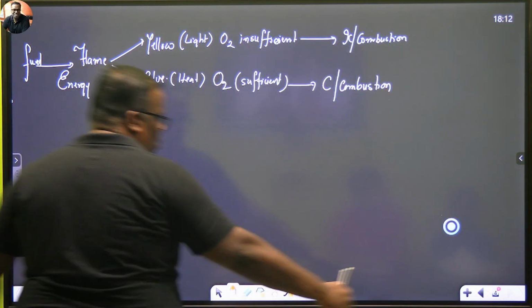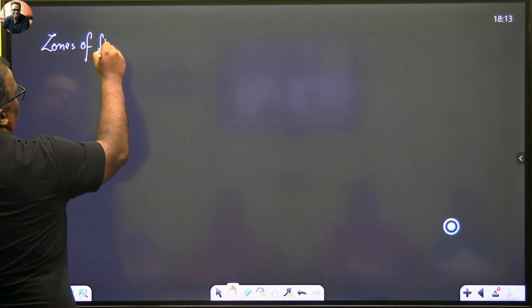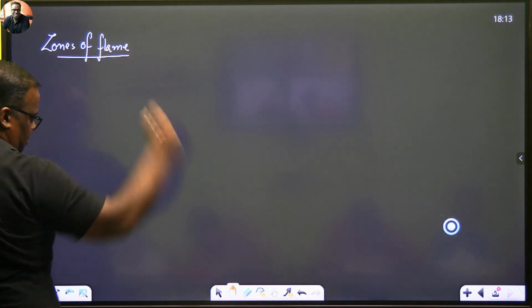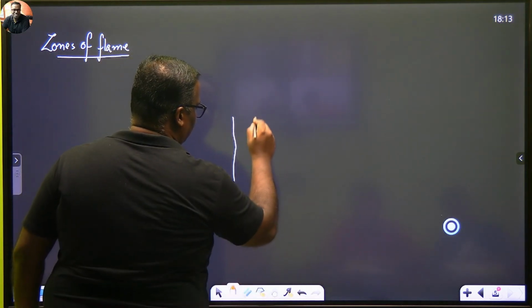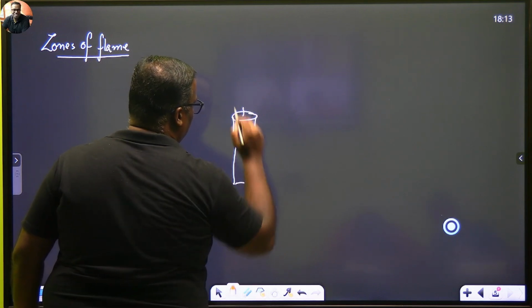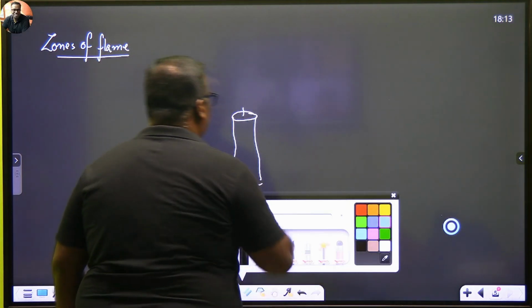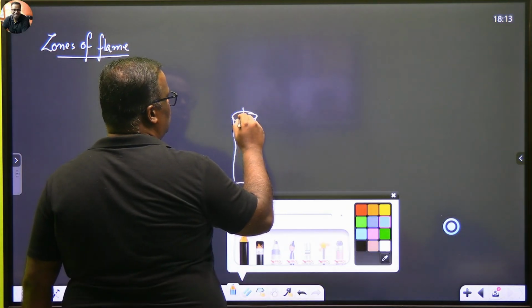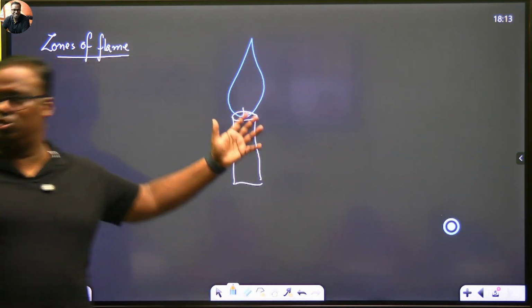So let's now see one very beautiful diagram, zones of flame. Okay, so our next topic, and the last topic for today on the chapter, is zones of flame. So let's make one nice birthday candle. So this is the birthday candle. Understood? And then we have a wick. So let's see how the flame looks like. So a flame has got 3 zones. The outermost zone will always be blue in color. Okay, that's the outer zone.